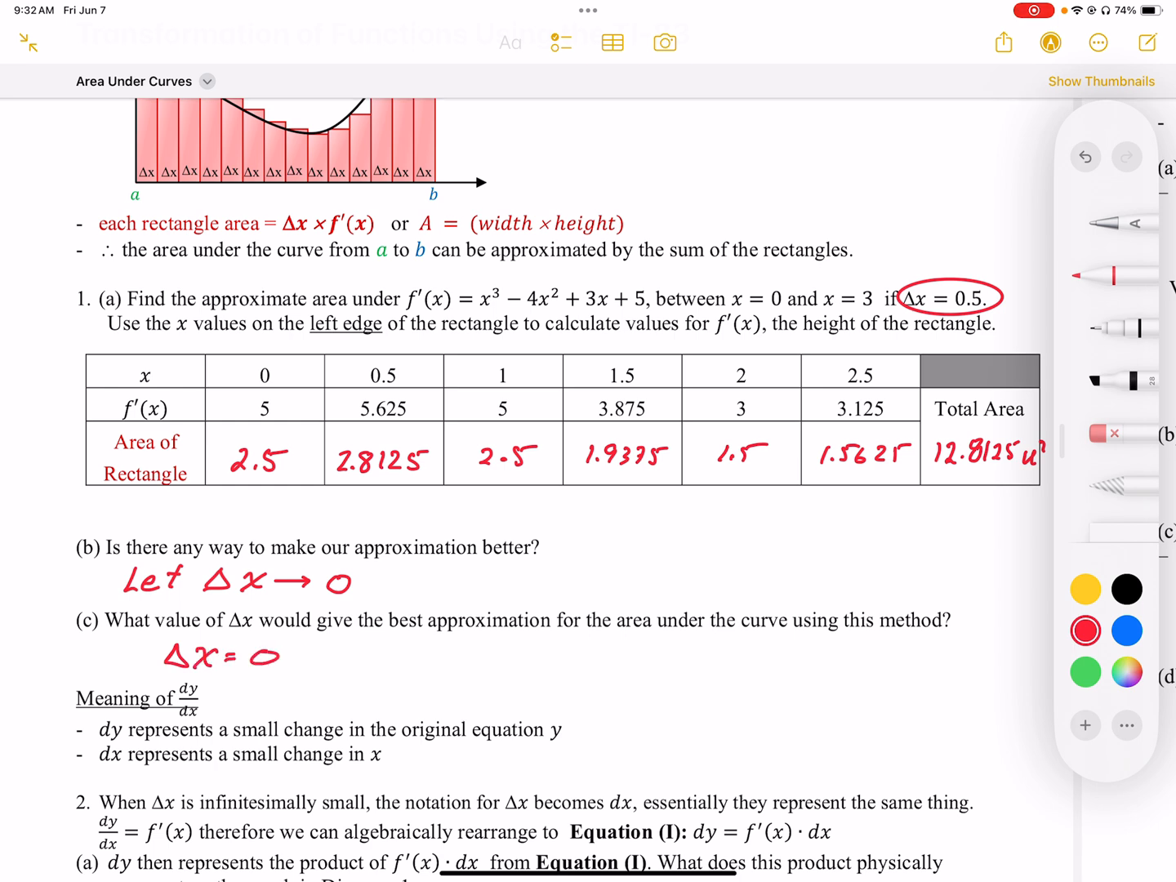Well, we know we can't let that happen because if the width is 0, we'd have no area. So we're going to do this. We're going to use a limit and let our delta x go to 0. So with a limit, we're going to be able to figure out exact area. So we're going to let, for our f of x times delta x, okay, and that's going to give us exact area.